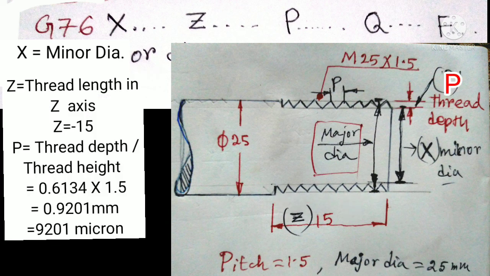Number 3 point is P, which denotes the thread depth or thread height, and we also know the formula to calculate the thread depth, which is 0.6134 into pitch, and as the given pitch is 1.5 millimeter, the P will be 0.9201 millimeter or 920.1 micron.